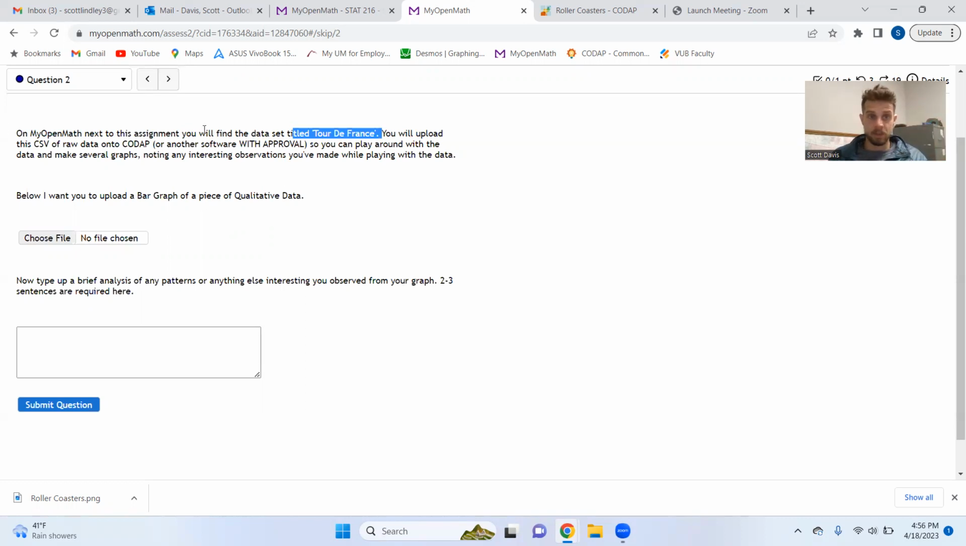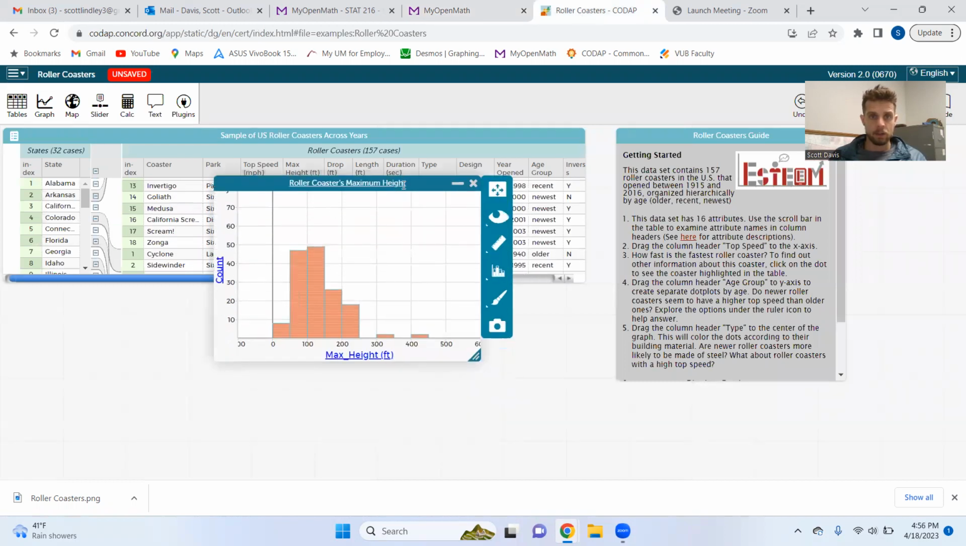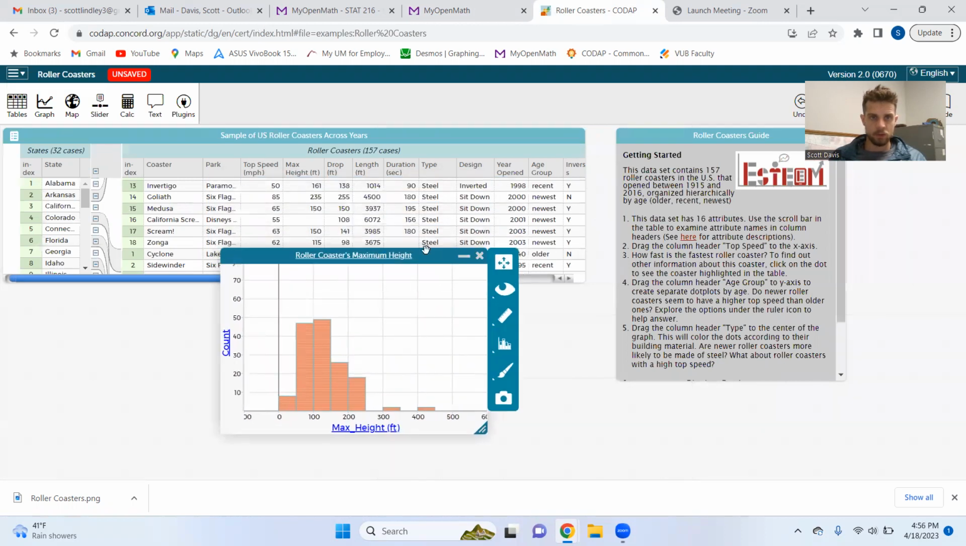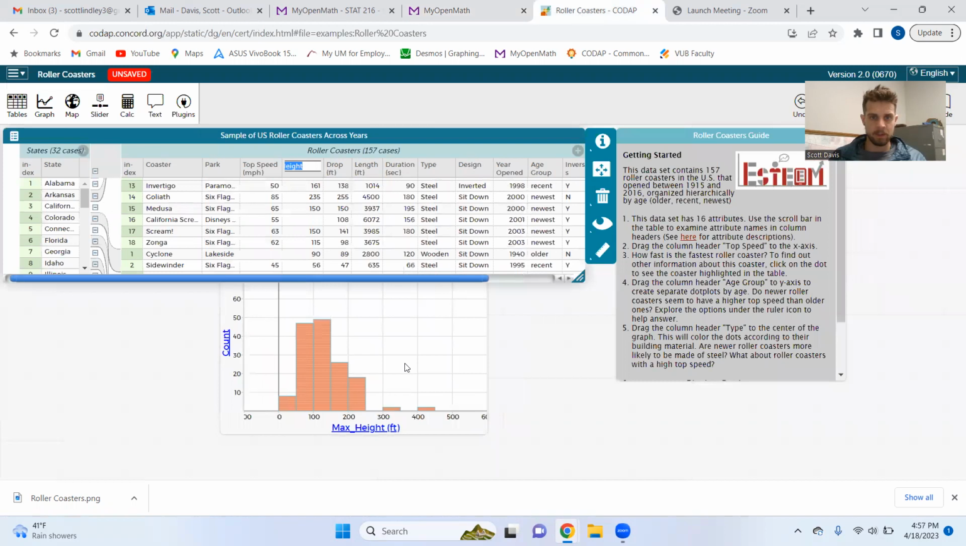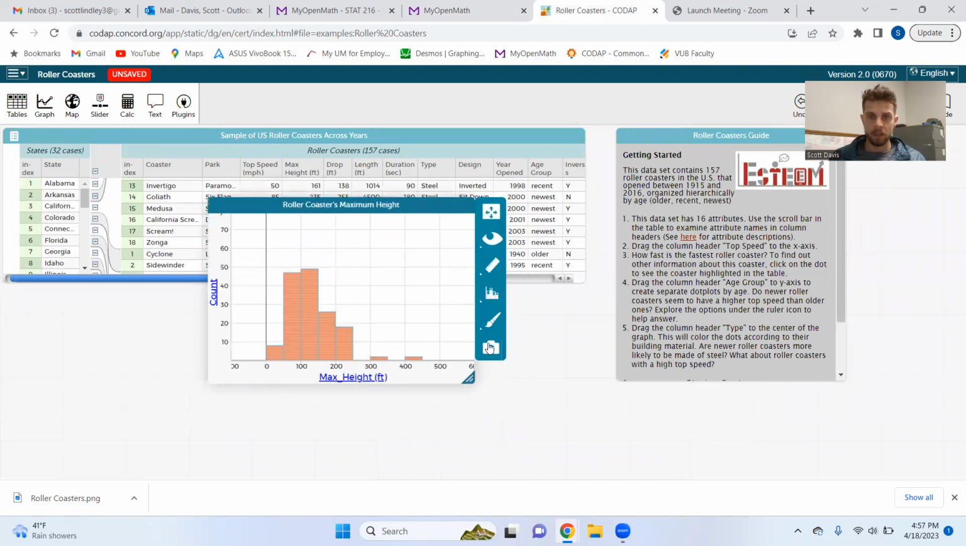I am not going to be uploading a graph from Tour de France, but on CodeApp, I've created a graph here. You can click on the title to update the title. You needed to change the max height here. You can change the title by renaming the column. You can play around until your image looks appropriate. There are more videos on how to use CodeApp. And then I'm going to click on save the image and export it as a PNG.